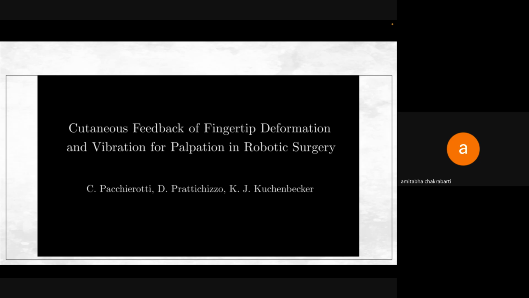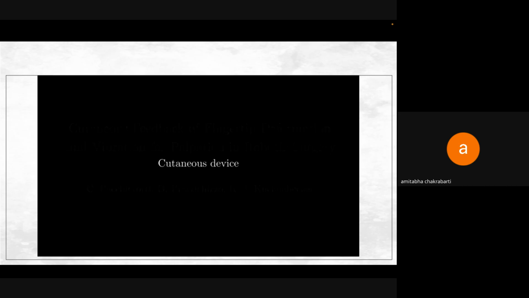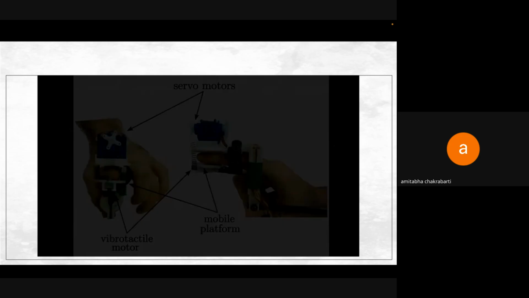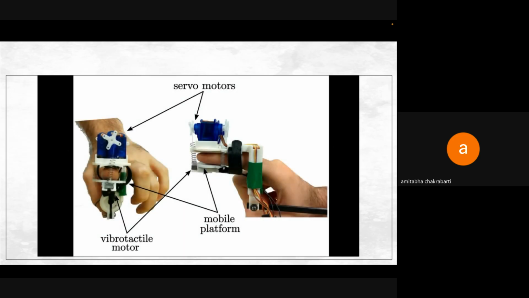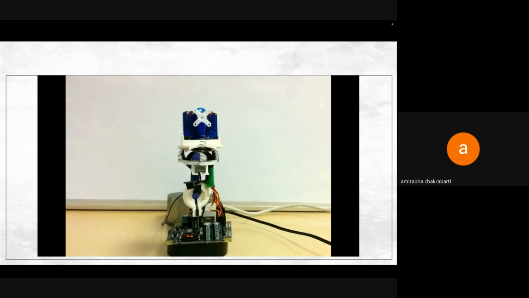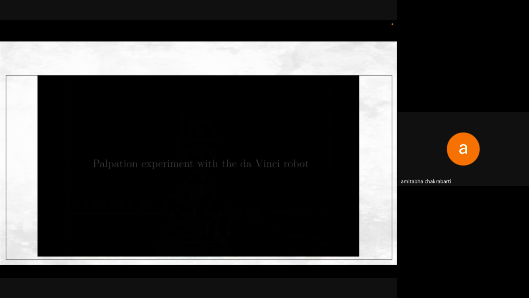So this is another aspect, because the limitation of robot, particularly in our surgery, is there is no haptic feedback. That is, the robot machines, instruments which are working, we don't know what is the texture, how much pressure we are giving to the tissue. And this is the way the research is on to understand the tactile response. So these are the research going on, and you see the palpation experiment with the Da Vinci robot.